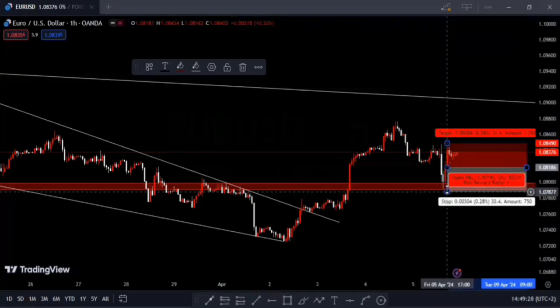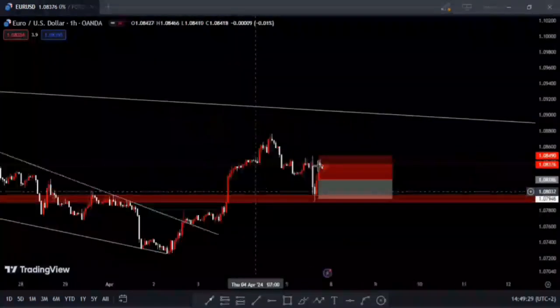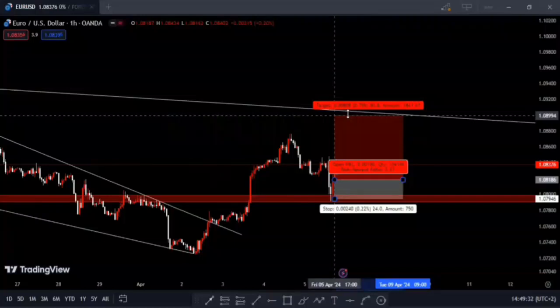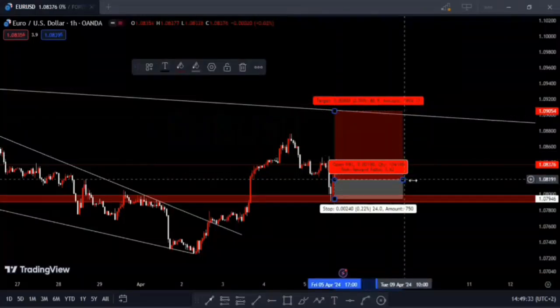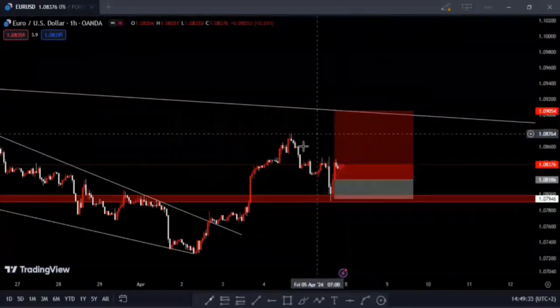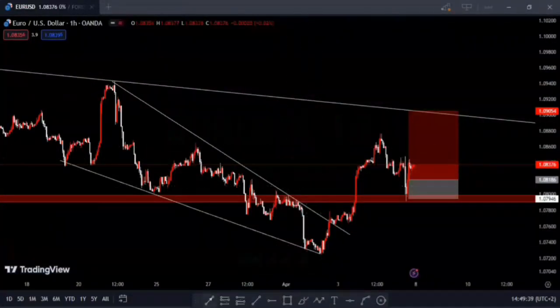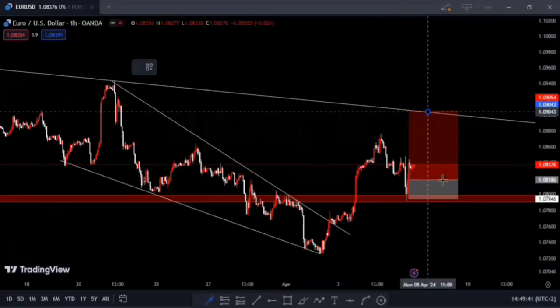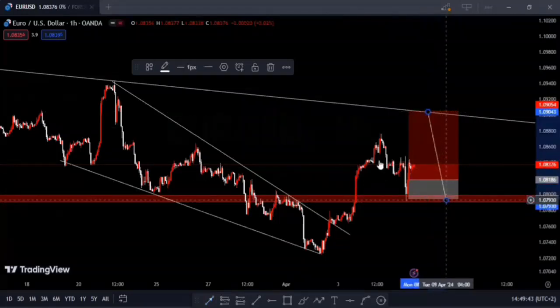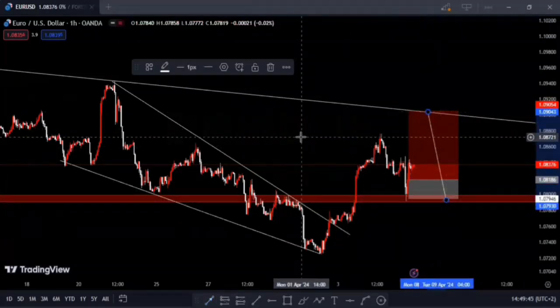But yeah, man, my take on Euro USD is that price might buy to retrace back to the trend line, and once it gets to the trend line, that's when we wait and see how it reacts. If it respects the trend line, we're going to look forward to shorting the market again back to this level, right? So yeah, man, this is my take on Euro USD.